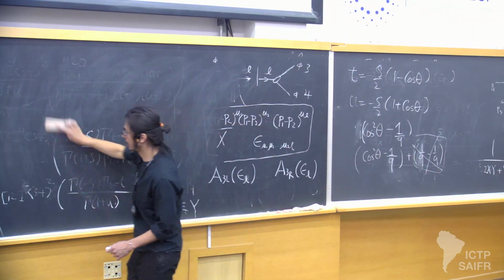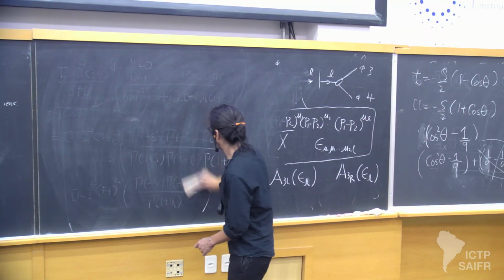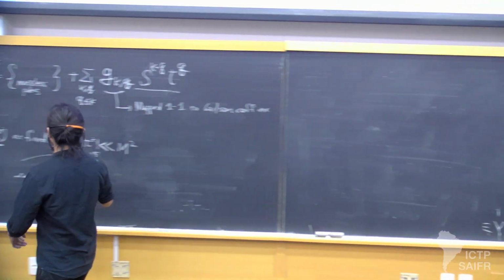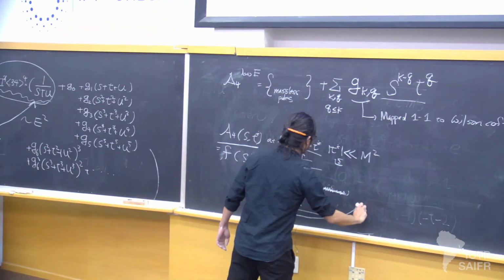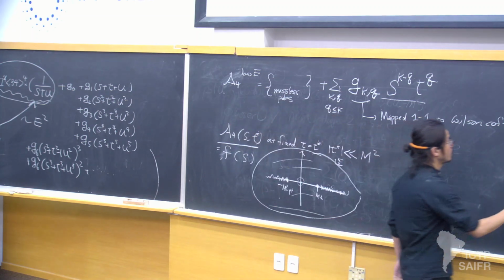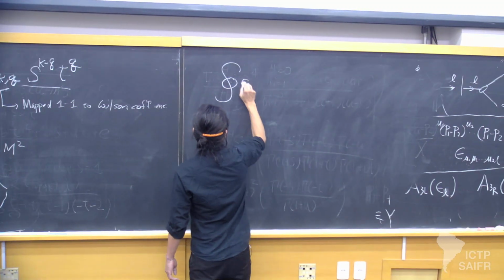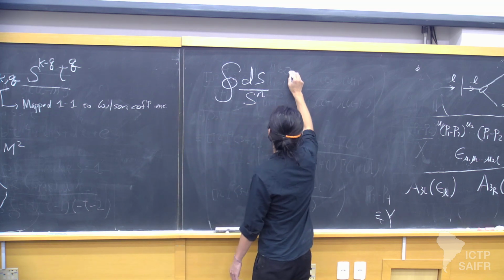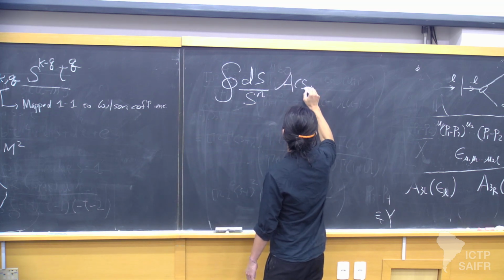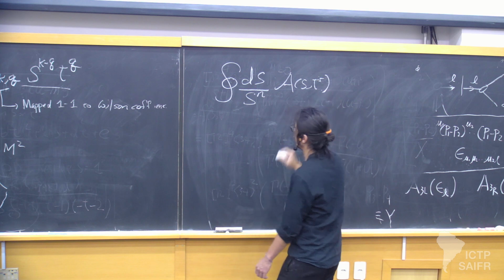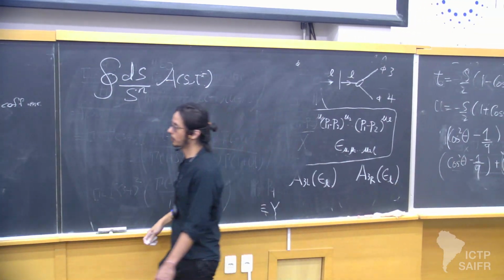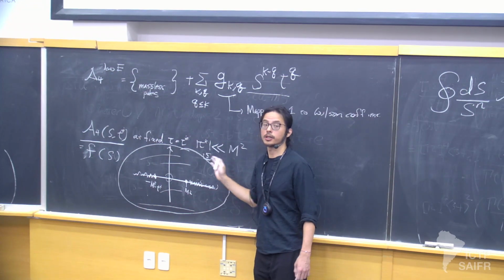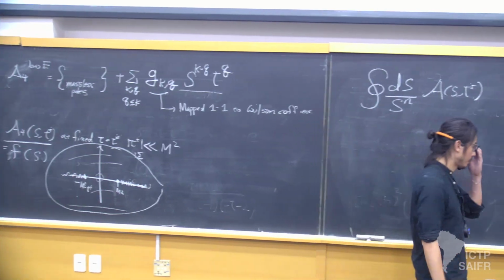Now I can consider doing an integral. Okay, let's consider doing a contour integral here. So let me consider doing ds over some s to the n power, times the amplitude at t star. And let me consider doing this contour integral where the contour goes through infinity. Okay, it's encircling infinity.